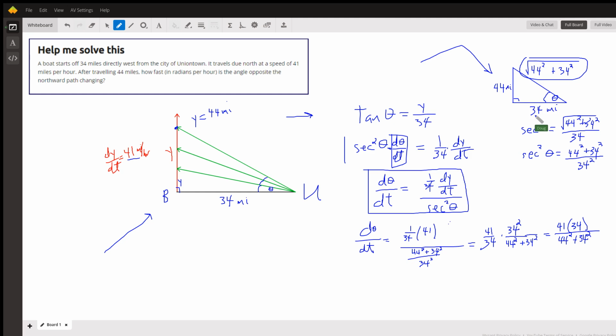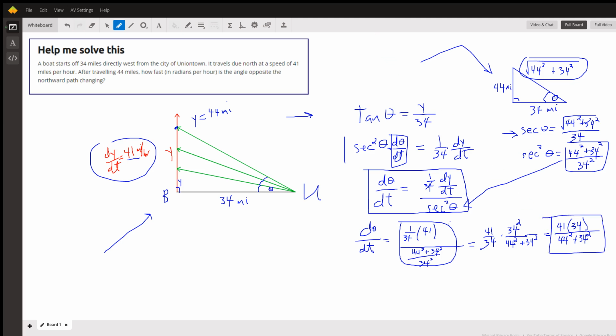So the cosine of theta would be adjacent over hypotenuse. So the secant is hypotenuse over adjacent. Secant squared theta would be square the numerator, square the denominator. So this is what we're going to substitute in for secant squared theta. We already know that dy dt is 41 miles per hour. So there's your relationship right there. And if you simplify that and then do this calculation, I think you get something like 0.45 radians per hour. Okay, there you go.